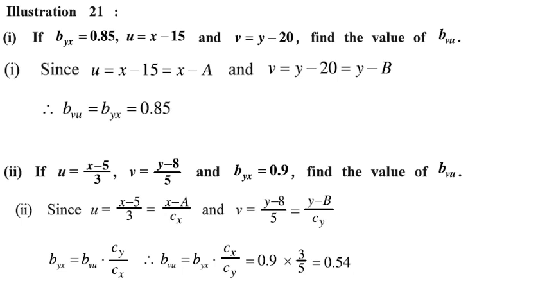So just put the available values. Byx is 0.9, cx is 3, cy is 5. When you solve this equation, you get 0.54. So bvu for this is 0.54.